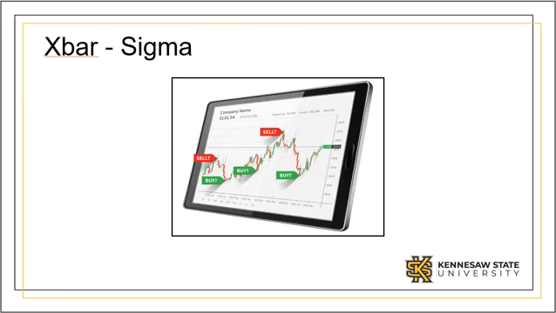XBar sigma charts are preferred over XBar R charts when the subgroup size is large and we require more sensitivity. As a result, these charts do not lend themselves well to manual calculations. This chart is also suited for continuous data.